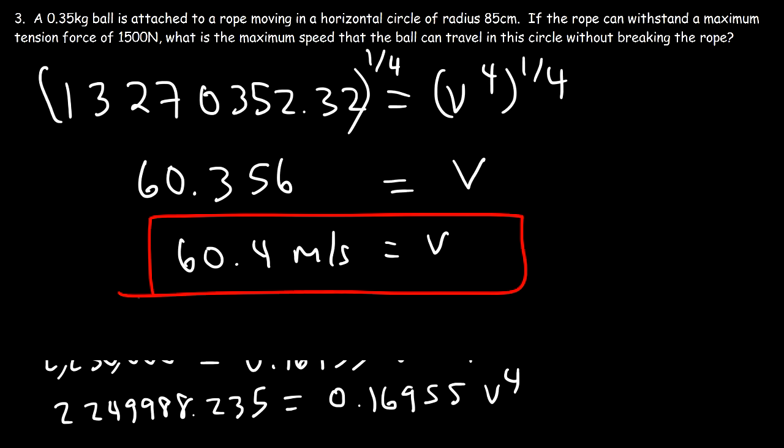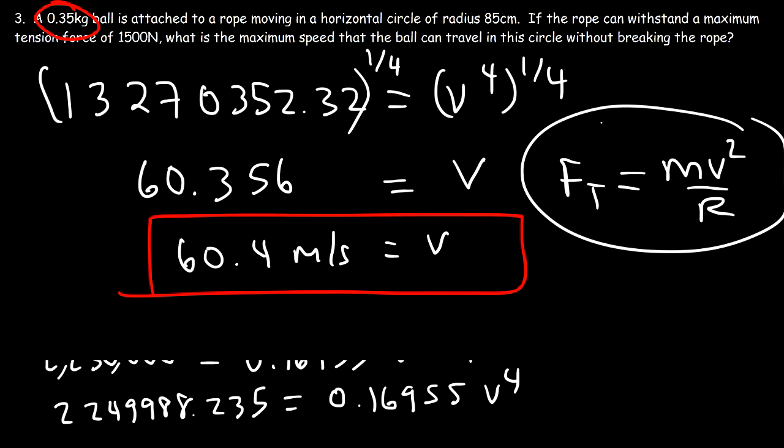If the ball is moving pretty fast, and if the mass is small, then we could say that the tension force is approximately equal to the centripetal force, so it's going to be mv squared over r, if it's a horizontal circle. So if you have an object that looks like this, moving in a horizontal circle, then the tension force is just mv squared over r, if it's moving fast enough.